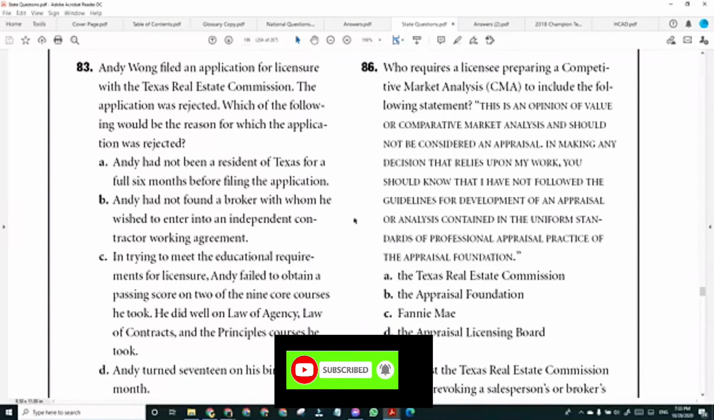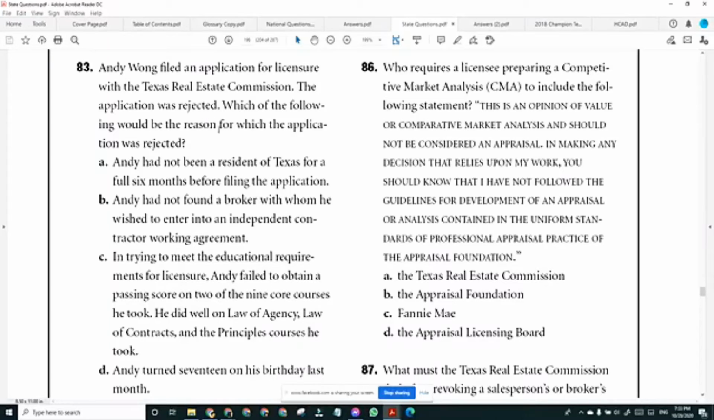Number 83. Andy Wong filed an application for licensure with the Texas Real Estate Commission, TREC. The application was rejected. Which of the following would be the reason for which the application was rejected? A, Andy had not been a resident of Texas for a full 6 months before filing the application. B, Andy had not found a broker with whom he wished to enter into an independent contractor working agreement.